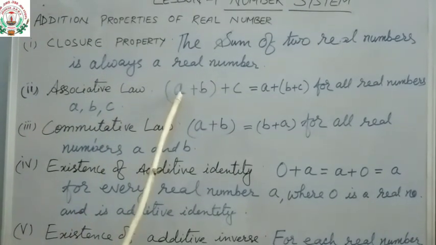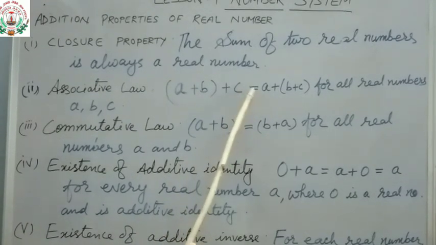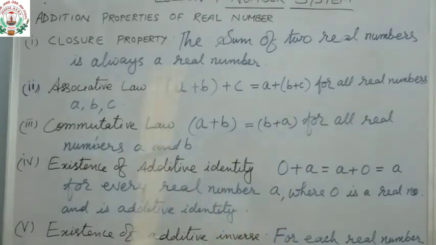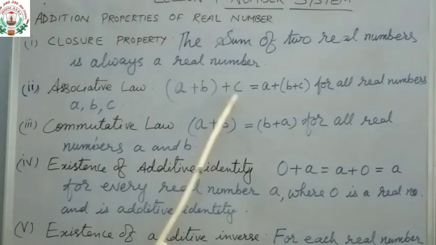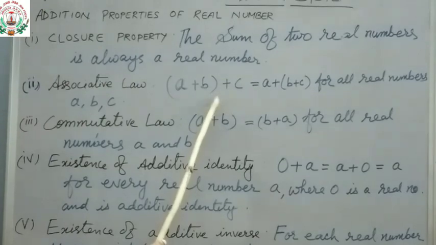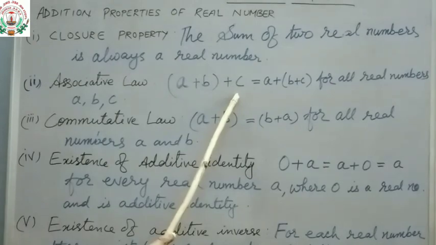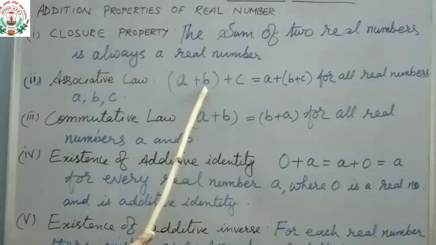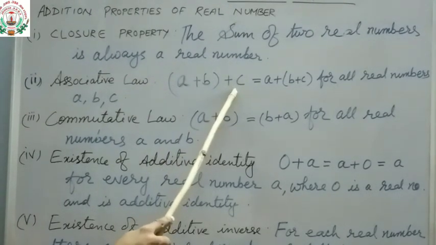Now second one, associative law. In that also, (A + B) + C is equal to A + (B + C) for all real numbers A, B and C. Here A, B and C are three real numbers. So we can take 1/2, 1/3, 1/4, for example. Add 1/2 plus 1/3, whatever result you are getting, you add it with 1/4.